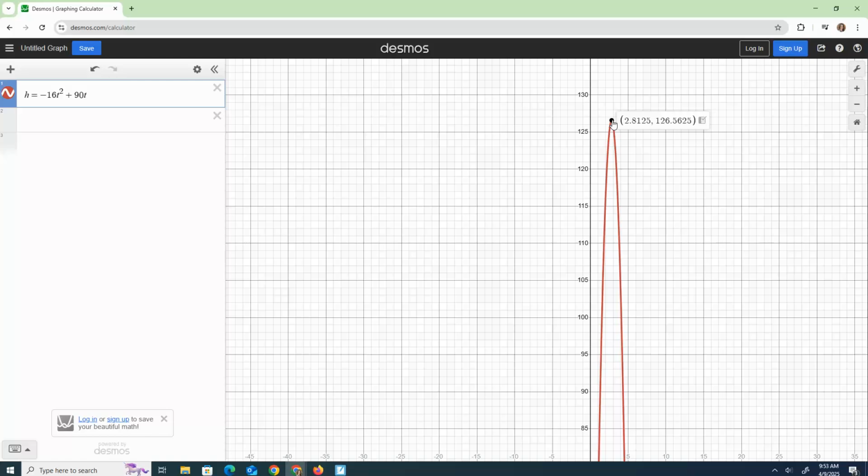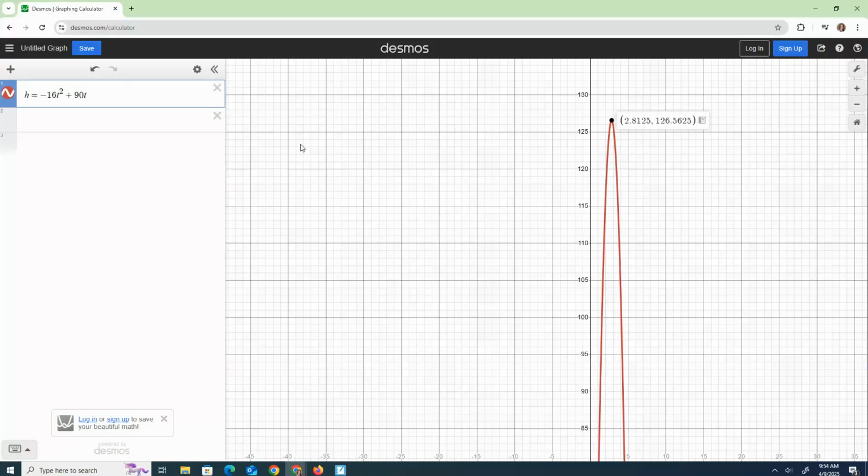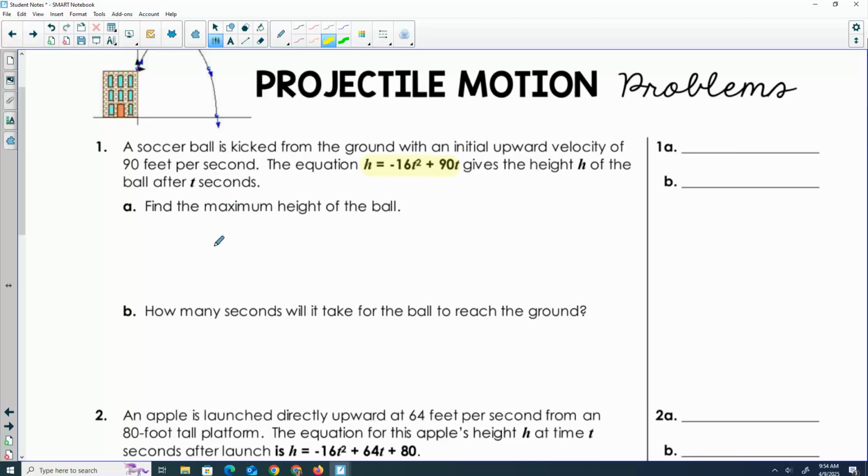So when I am looking at my question in my notes, everybody look at that real quick. The maximum height is, what was that value? 126.56. And it tells us it was in feet, so that's the highest.